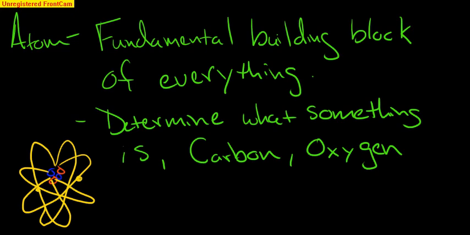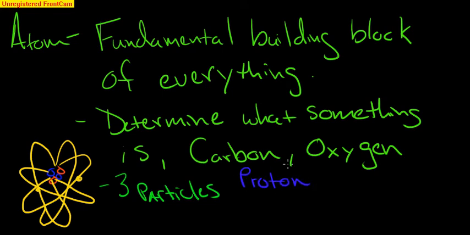And of course we know the three particles that make up an atom. Three particles that make up an atom: proton, neutron, and lastly, the electron.